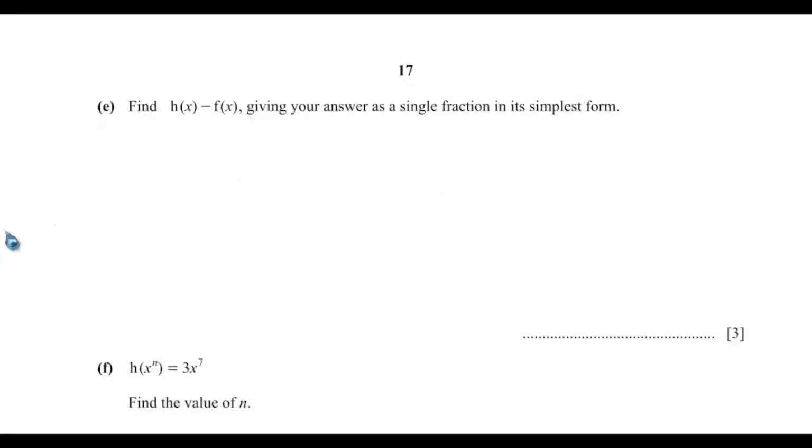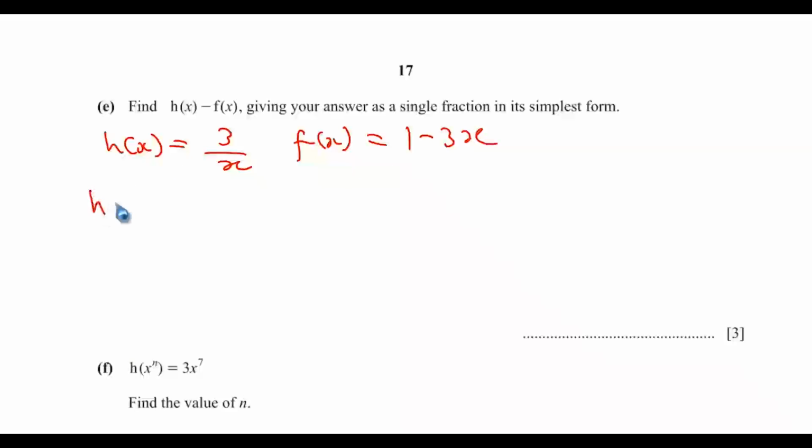So that will be this: find h of x minus f of x, giving your answer as a single fraction in its simplest form. Okay, so we know that h of x is 3 over x, and f of x is 1 minus 3x. Then we can now do this.